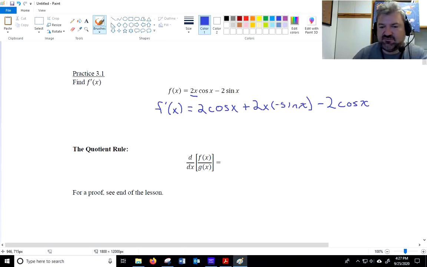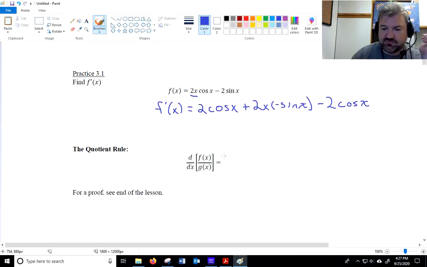And sometimes this 2 confuses people. They don't know what to do with it. Just remember, it just comes along for the ride. I went ahead and grouped it with the x and thought of 2x as my first f of x and cosine as my g of x. But you could also just say, okay, the 2 comes along for the ride on each term, and then think of it as x times cosine x. Both ways work.